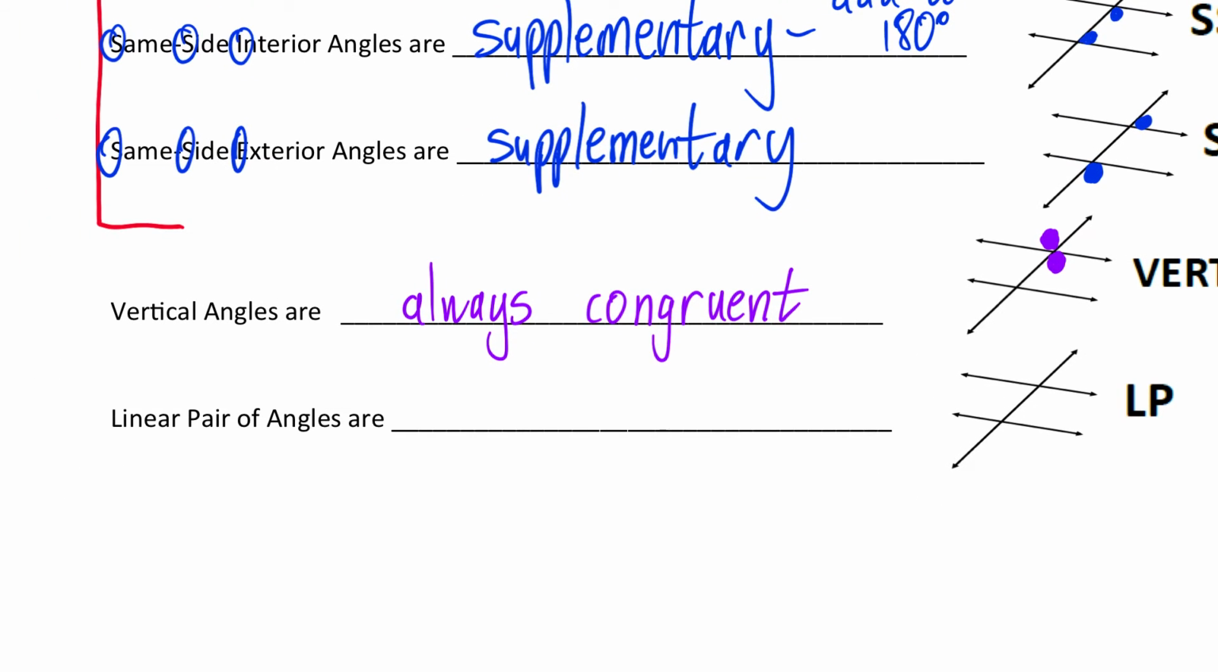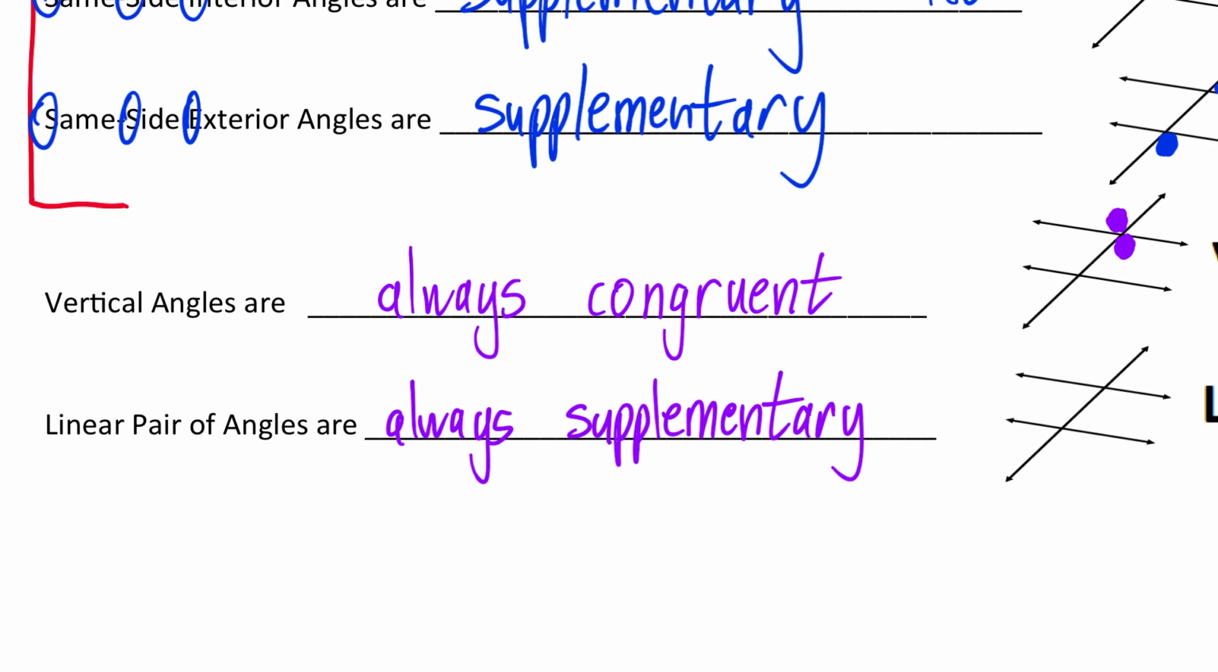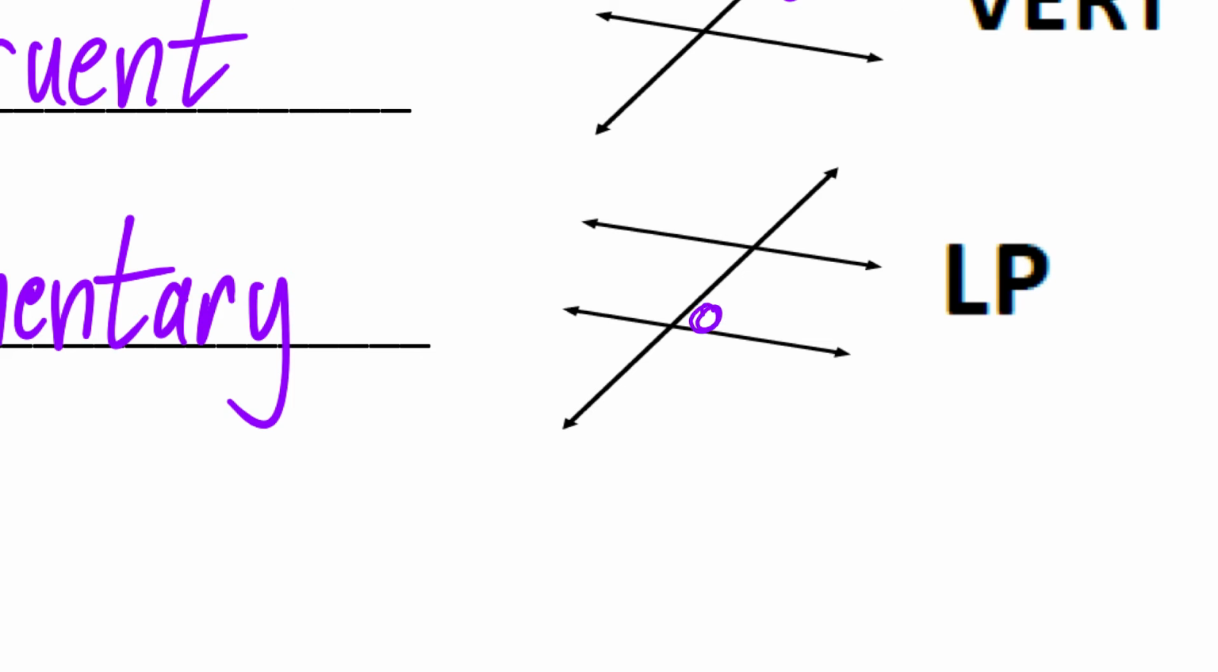And then linear pair of angles are always supplementary. Okay, linear pair always supplementary. So an example of linear pair would be like this angle and this angle right here. Now, again, what do we say about these linear pair? They're always supplementary. So what does that mean about those two angles? 180. Very good. That means that they add to 180 degrees.